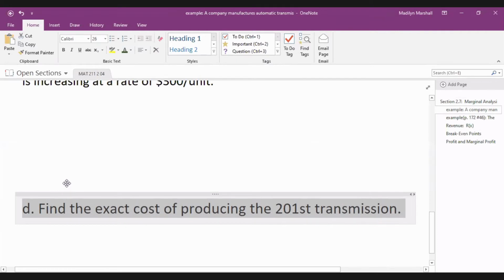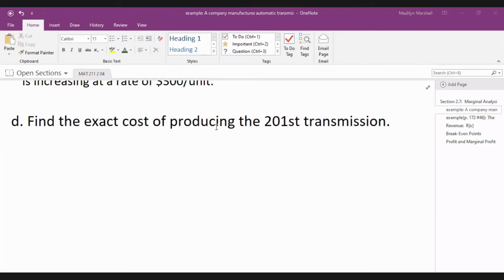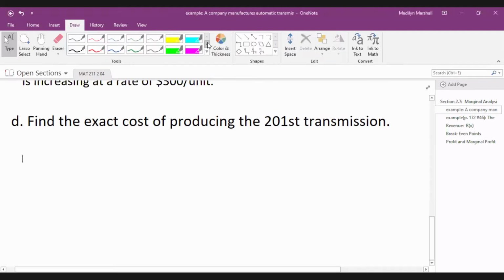So we have one more question so we can compare this idea of instantaneous rate of change and our average rate of change that we were using last week. So D, we're going to ignore marginal cost for a second. We want to know the exact cost of producing the 201st transmission. In order to find this, I'm going to write our cost function again, so it's handy.